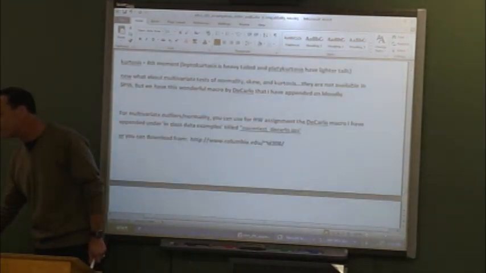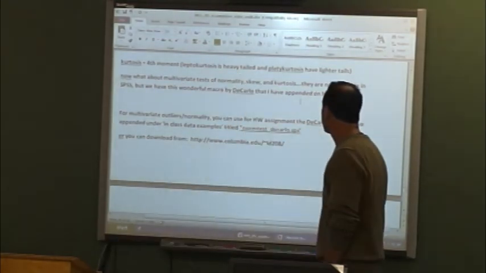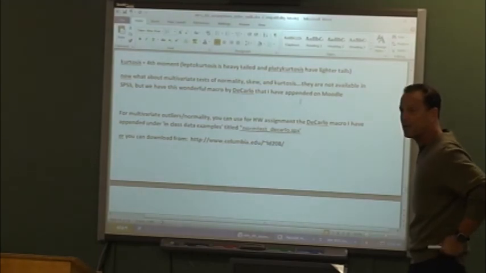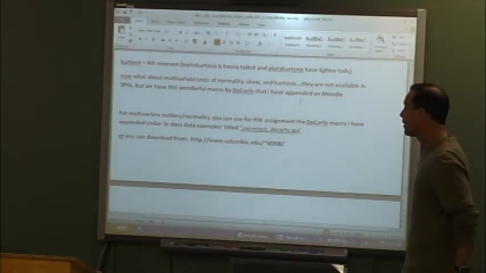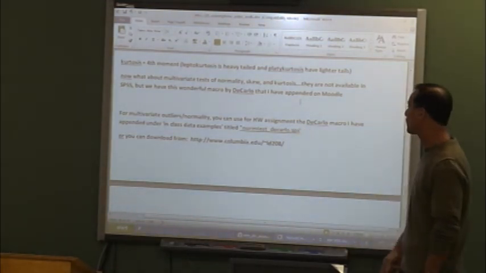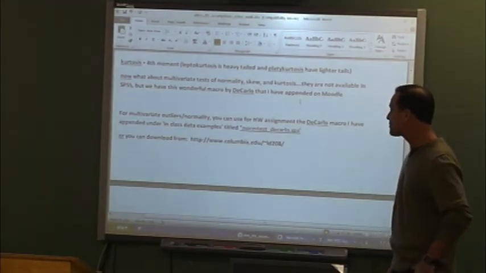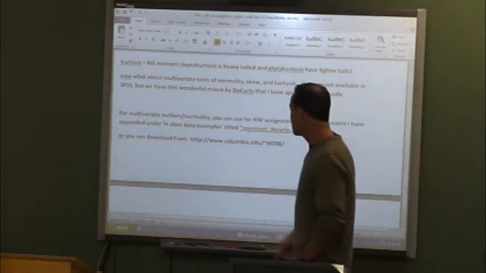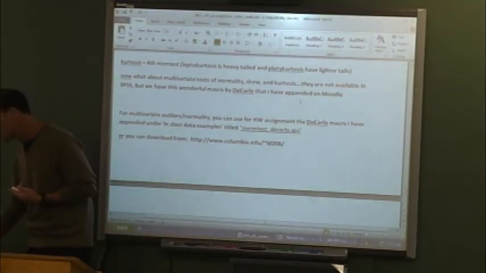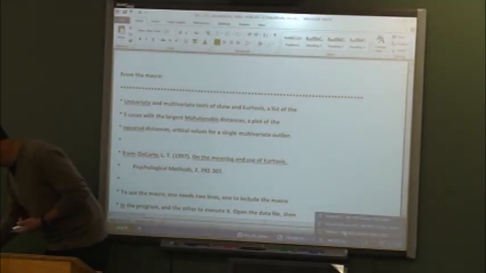Now what about multivariate tests? They are not available in SPSS, but we have a wonderful macro that I have appended on Moodle that I want you to get your feet wet with, everybody, on one of the future homeworks. For multivariate outliers, you can use for the homework assignment the DiCarlo macro that I have appended under in-class data examples, titled Norm Test DiCarlo. Or you can download it from his website. You've heard me talk about this in a couple of my other classes, but it's a wonderful macro, and I have appended it.